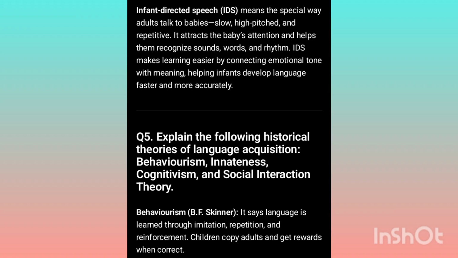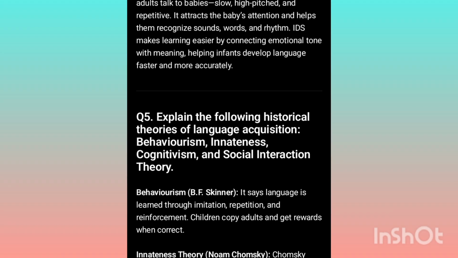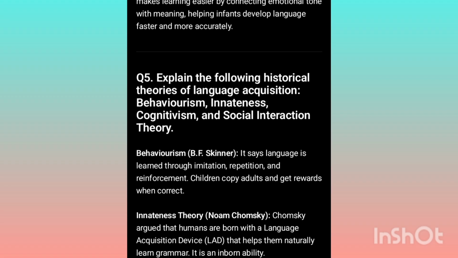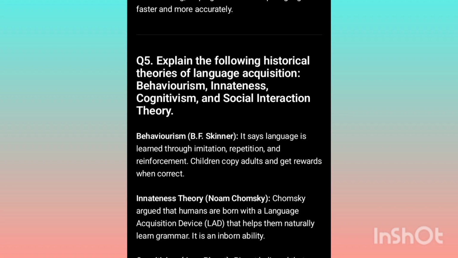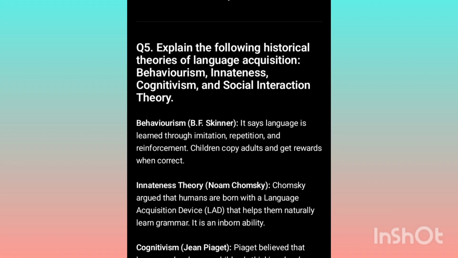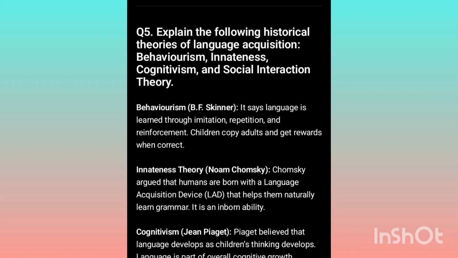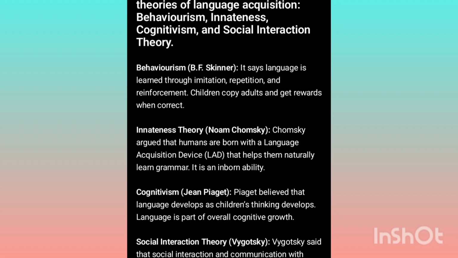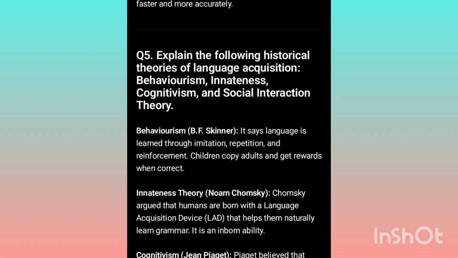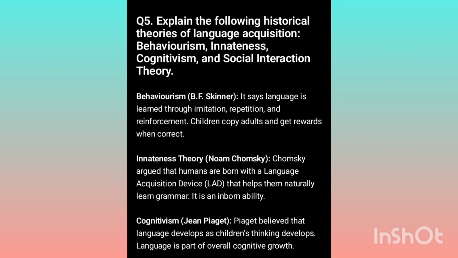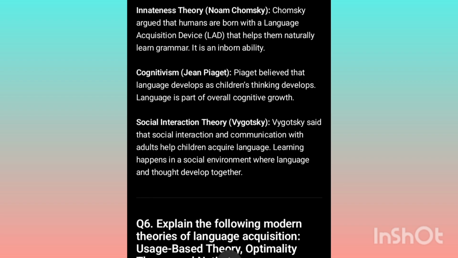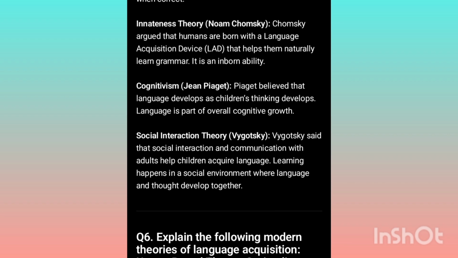Q5. Explain the following historical theories of language acquisition: behaviorism, innateness, cognitivism, and social interaction theory. Behaviorism, B.F. Skinner. It says language is learned through imitation, repetition, and reinforcement. Children copy adults and get rewards when correct. Innateness theory, Noam Chomsky. Chomsky argued that humans are born with a language acquisition device, LAD, that helps them naturally learn grammar. It is an inborn ability.